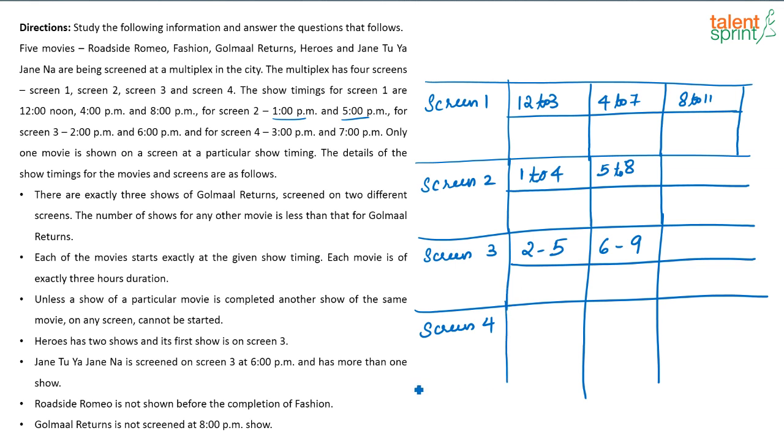Now screen 4, when are the show timings? 3 p.m. and 7 p.m. So one is 3 to 6 and the other is 7 to 10. So these are the show timings. That is what we understand. Then what else is given?